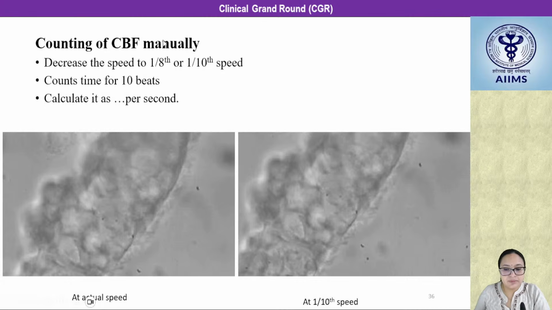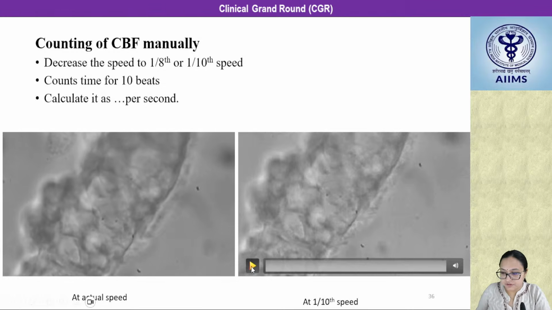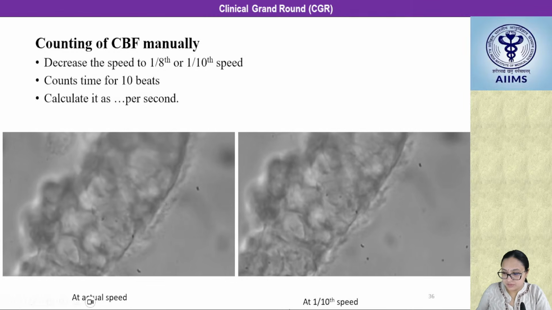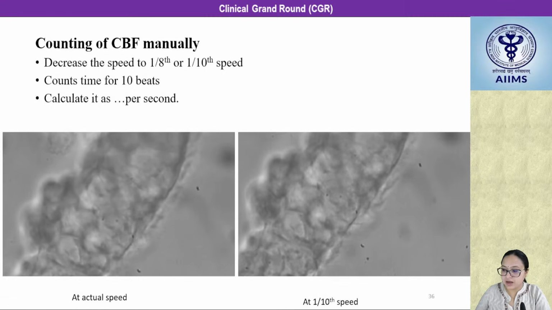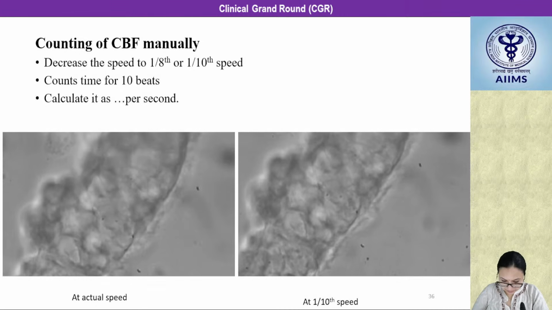Then how do we count the ciliary beat frequency manually? As we can see, they move quite fast, and in order to manually count it, we need to decrease the speed to 1/8 or 1/10 of the speed, and then we count the time for 10 beats, and then we accordingly multiply and report our findings per second. So this is the video being played at actual speed. It's impossible to count manually. And now if it's slowed down to 1/10, we can count. One complete forward and recovery stroke is counted as one.